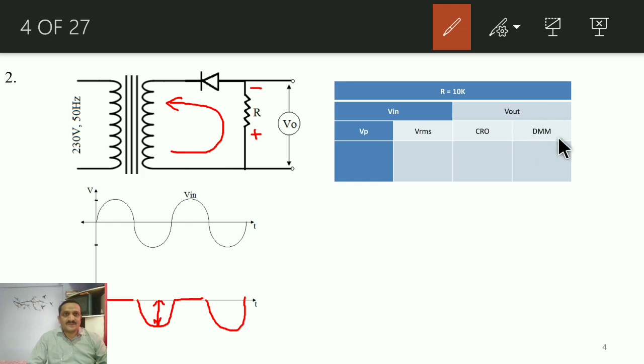Similarly, how much value will the DMM read? It will again be the average of this pulsating DC. This is nothing but your VLDC, which is equal to Vm by pi. You already derived that whenever you studied the half wave rectifier, that VLDC equals Vm by pi. That Vm is nothing but Vp.